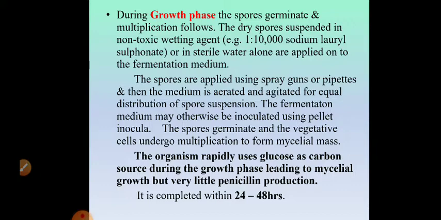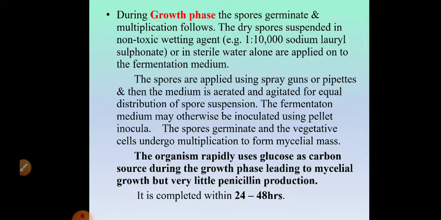The spores germinate and the vegetative cells or the mycelia that develop undergo multiplication to form mycelial mass. The organism rapidly uses glucose, which is present in the medium, as a carbon source during growth phase. Okay, so the first phase, when you inoculate the spore suspension into the production medium, perform aeration and agitation, then during this phase the glucose that is present in the medium is readily utilized as a carbon source by the organism for growth and development, leading to mycelial mass development.